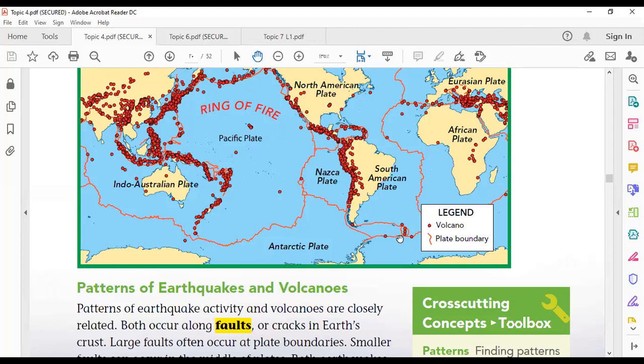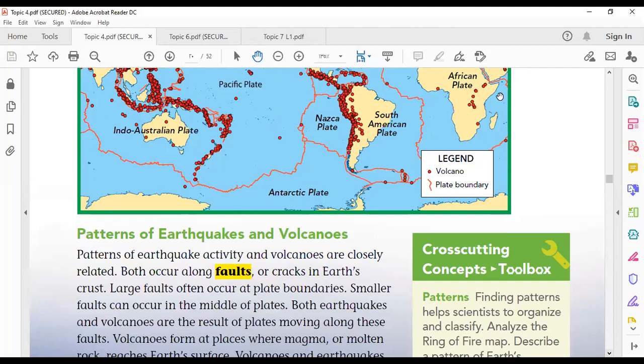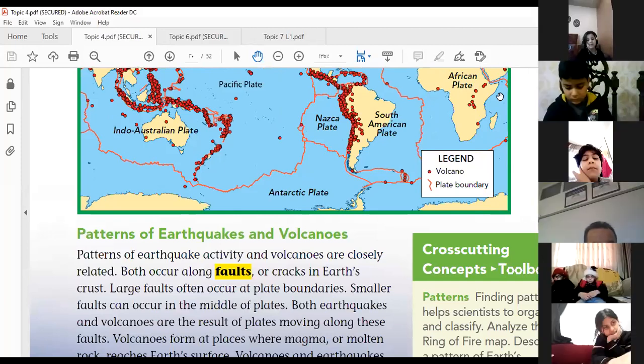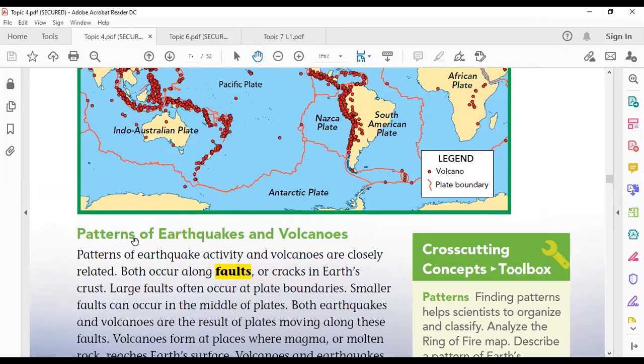Right. Look again, how volcanoes and earthquakes form. Patterns of earthquake activity and volcanoes are closely related. What is the meaning of this? In general, wherever there are volcanoes, any region of the world that has volcanoes, earthquakes are also expected. So earthquake activity and volcano activity are closely related.